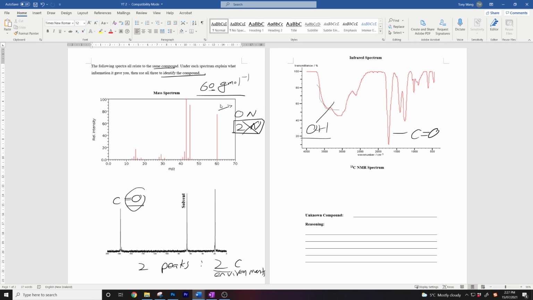Okay, so let's combine it together. We know we have a C double bond O. We know we have an OH. We know we have 2 carbon environments. We know they weigh 60 grams per mole. Can you see this functional group over here? What's the functional group that you get when you combine C double bond O and OH together? That's a carboxylic acid. Okay, so that's what you can do there, just by combining them together.